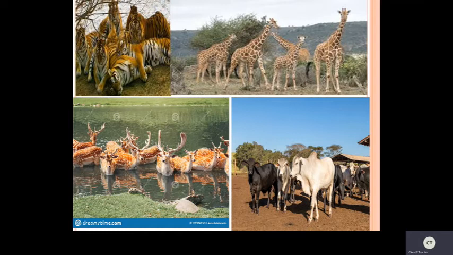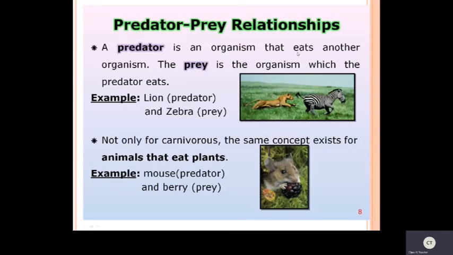Okay, now let us see what is prey and predator. See, children, predator-prey relationship. A predator is an organism that eats another organism. So this lion is called a predator. It is going to kill this zebra. Now this zebra will become prey because it is going to be killed. So the prey is the organism which the predator eats. So this is prey and this is predator.